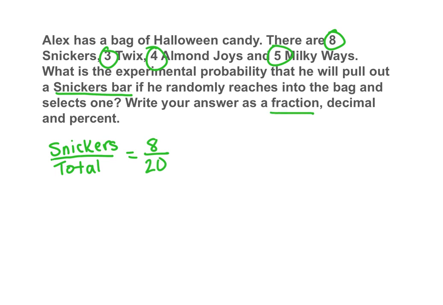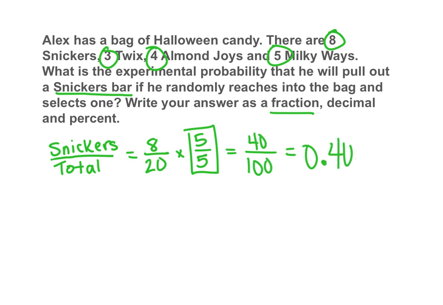Now we need to write it as a decimal and a percent. Well, we know that if we have 100 on the bottom, it helps us for both of those. And I know that 20 goes evenly into 100 if we multiply by 5. So bring back the good old giant 1. 8 times 5 is 40. 20 times 5 is 100. 40 hundredths looks like this as a decimal, right? 40 hundredths. And like this as a percent. Good job, guys.